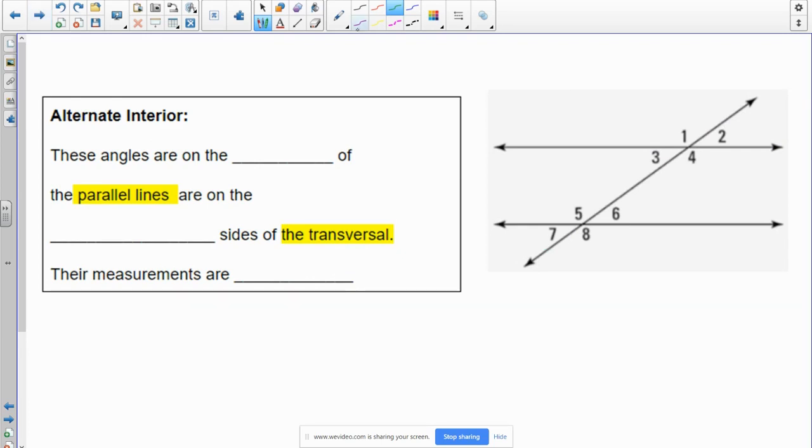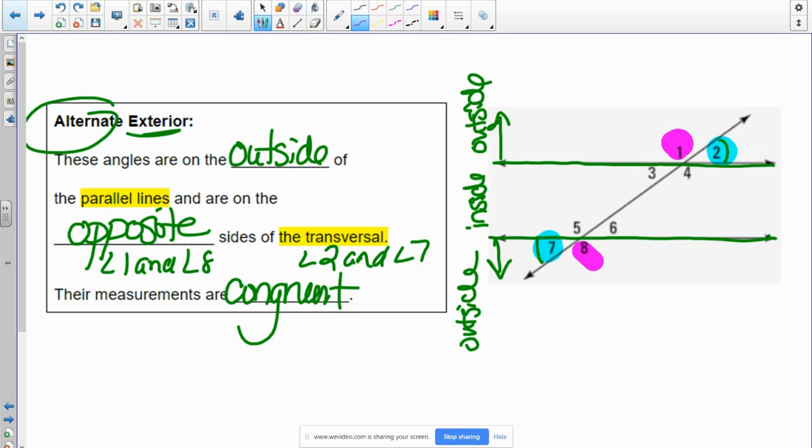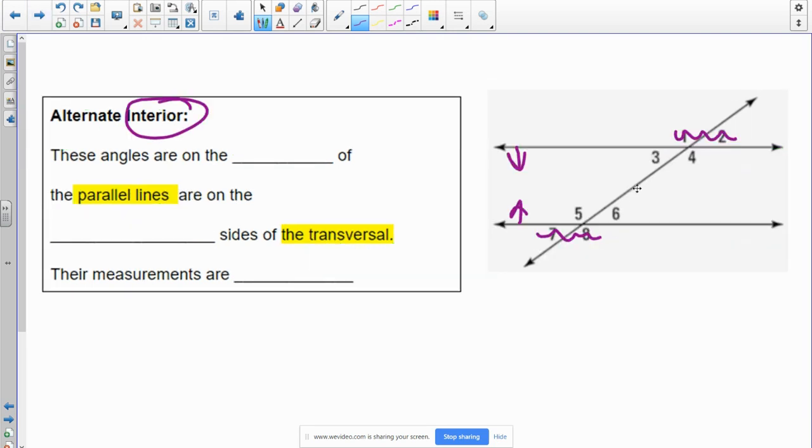Okay, now we're going to do alternate interior. My apologies. Interior. So inside. So we just looked at the outside ones, and when we were talking about exterior, I wanted you to ignore the interior ones. Now we're going to look at just the interior ones. So it's pretty much the same definition here, but except for outside, it's inside.